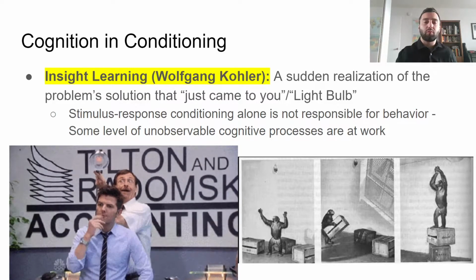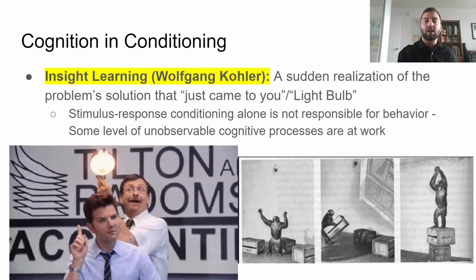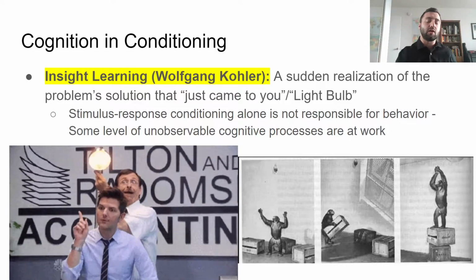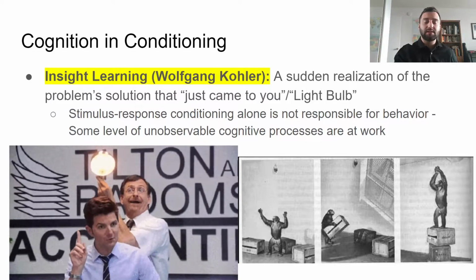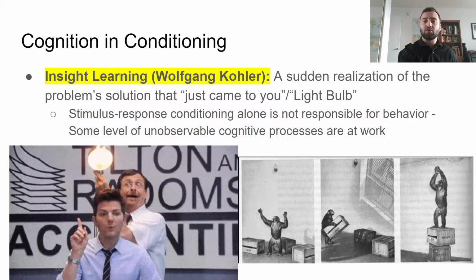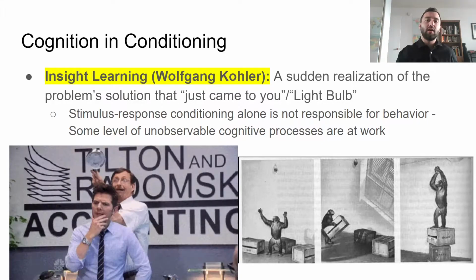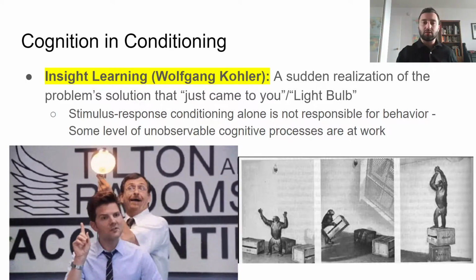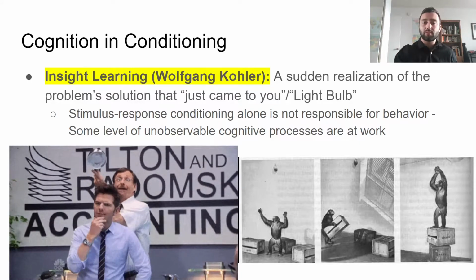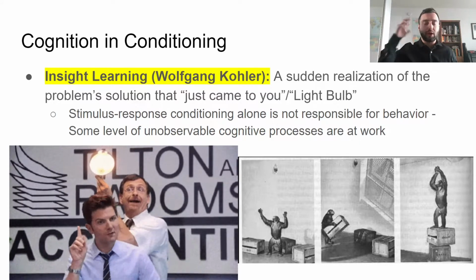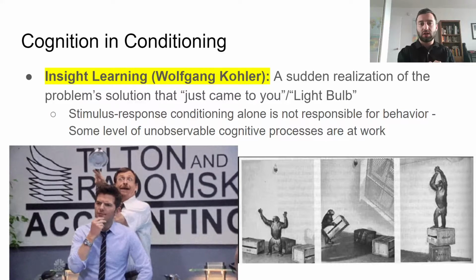I'm just going to read that second bullet point for you before I give you an example. Stimulus response conditioning alone is not responsible for behavior. Some level of unobservable cognitive processes are at work. That's the idea: there is observable stimulus response conditioning going on, we know that, but depending on the problem and the organism, there is also some level of unobservable cognitive processes. Your brain is doing some sort of work outside of just connecting two things and making an association.